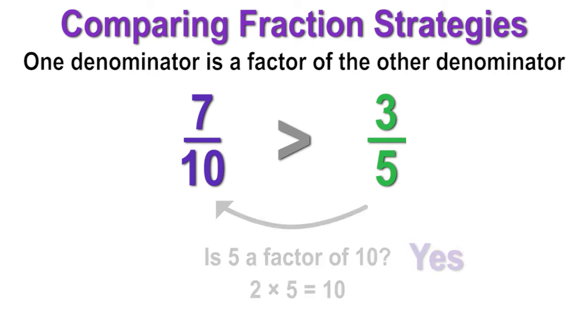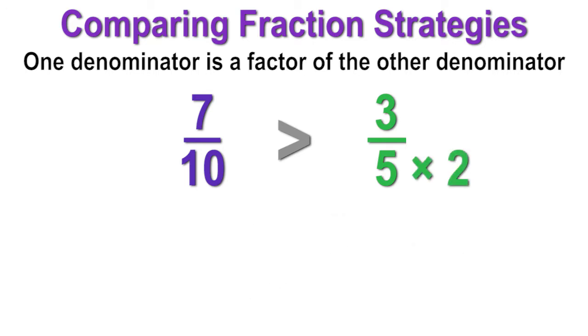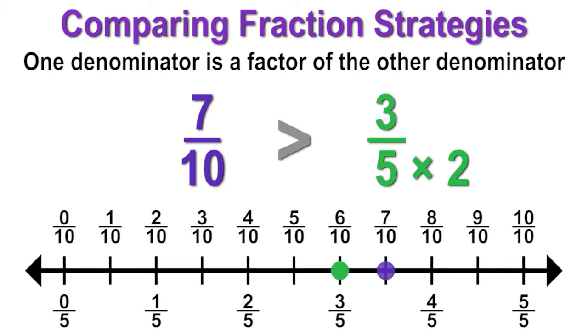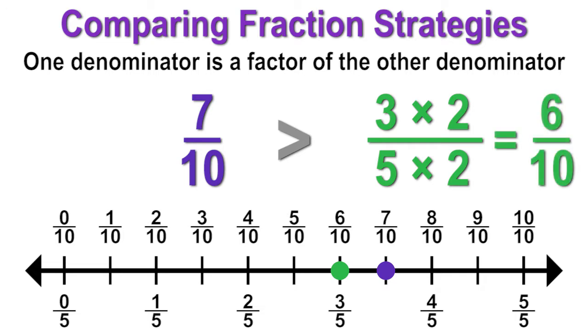To change the fifths to tenths, we need to multiply it by 2. Remember when we partitioned the fifths on the number line into 2 equal sections? That was actually multiplying 5 by 2. You will remember from a previous lesson that we also need to multiply the numerator by 2. So this shows that 3/5 is equal to 6/10, just as our number line showed.